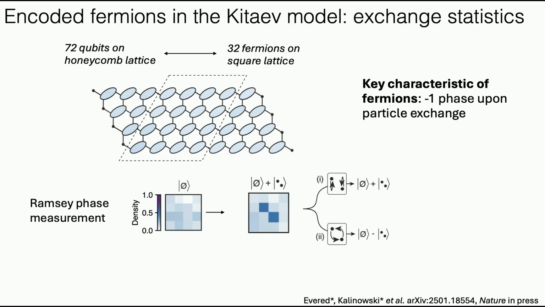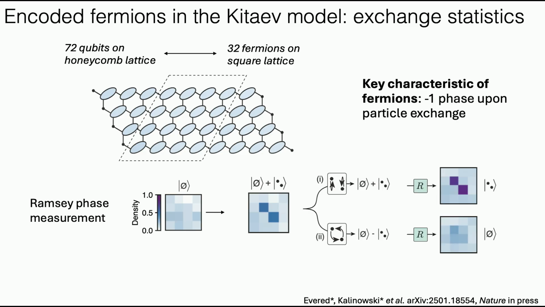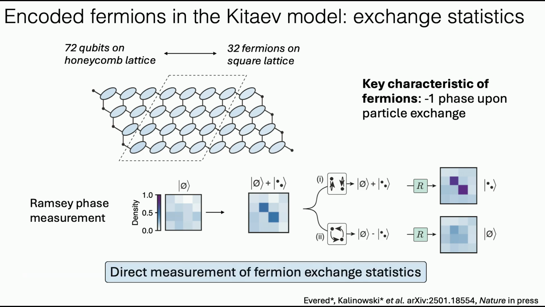And so we can compare the case where we fully exchange the two fermions, as shown in the bottom, to the case where we hop the fermions to an adjacent site and hop them back, where the system shouldn't pick up a -1 phase. And we can do a final sequence of gates to actually measure this phase directly. And we see this difference between the two protocols, as expected if our system picks up this -1 phase upon fermion exchange. So this directly verifies that we've realized these fermions with our qubit encoding.